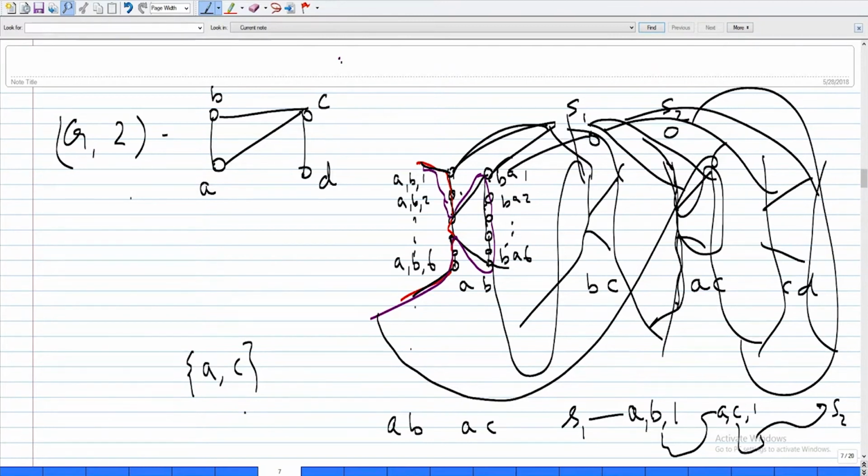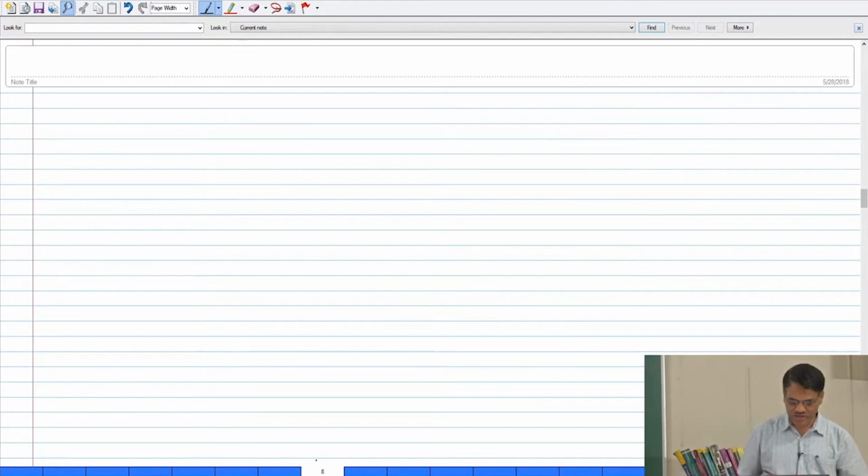Okay, so let's do a relatively simpler, much simpler reduction now. And what do I want to show? Let's define another problem, the traveling salesperson problem, right?